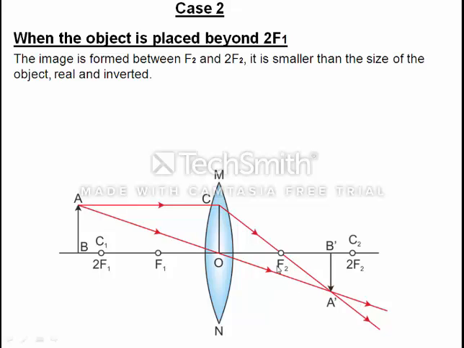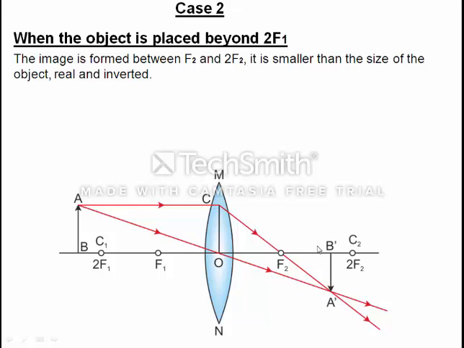It moves in the same direction, and see, both the refracted rays are meeting at a point. This point is the formation of the image. So we are writing here A dash B dash. So see here AB, here A dash B dash.